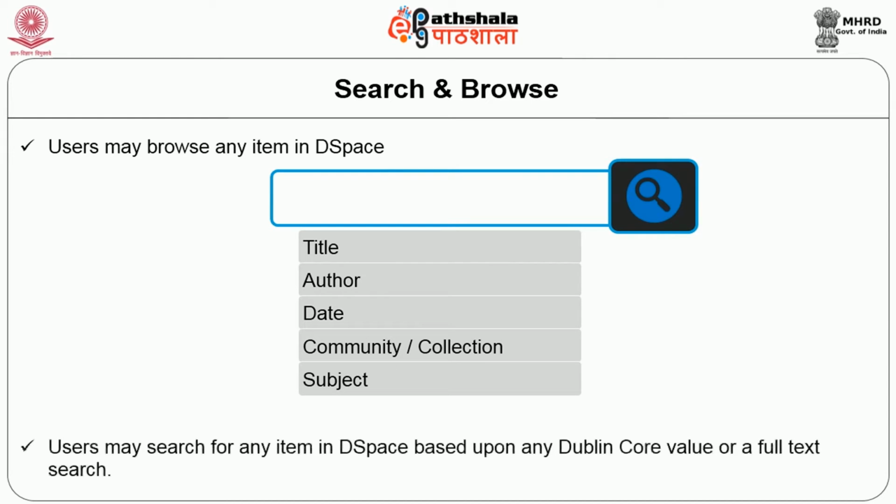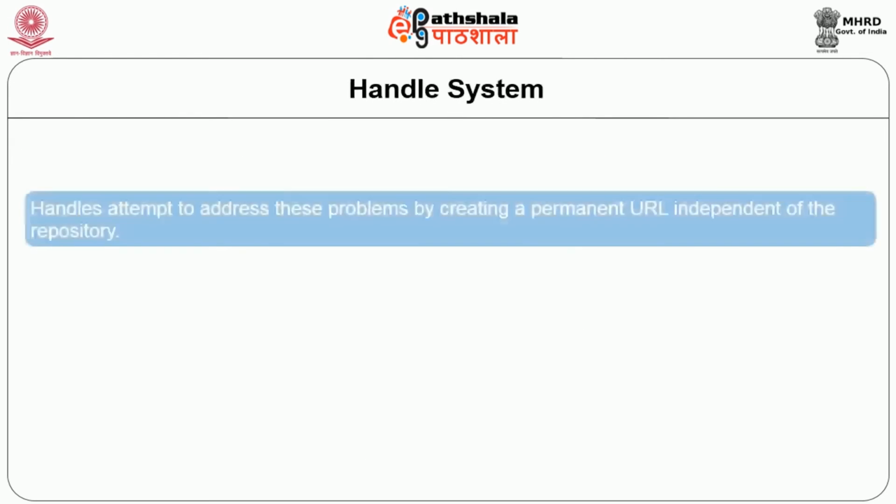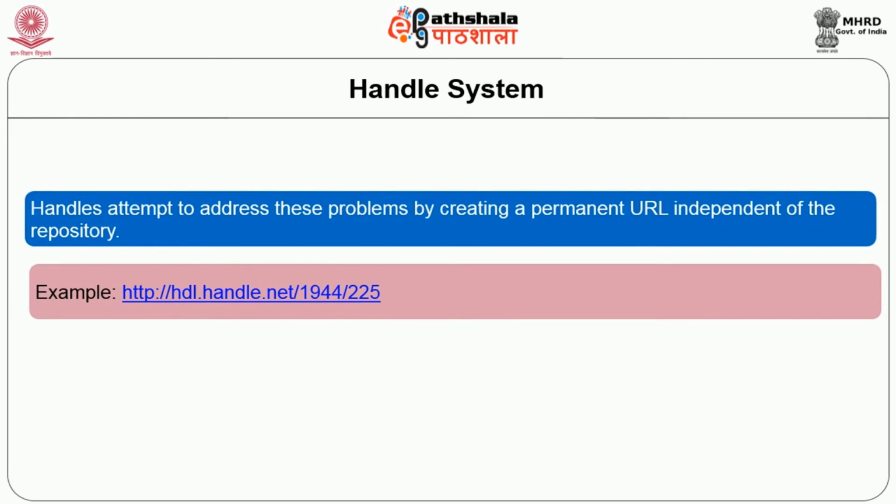A user may search for any item in DSpace based on any keyword or value, or full text search. So they can have the full text search by using keywords, some kind of words, or the metadata we entered. And in DSpace, every content has an identifier. Suppose I have a chapter or one thesis in Shodhganga, every thesis has a number. We don't have a number for the chapter, but we have a number for the complete thesis.